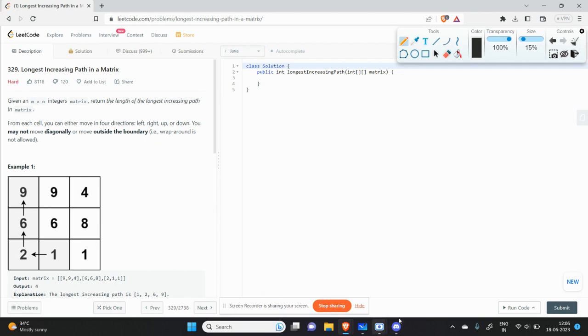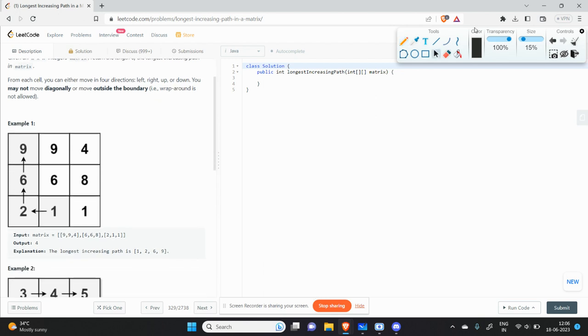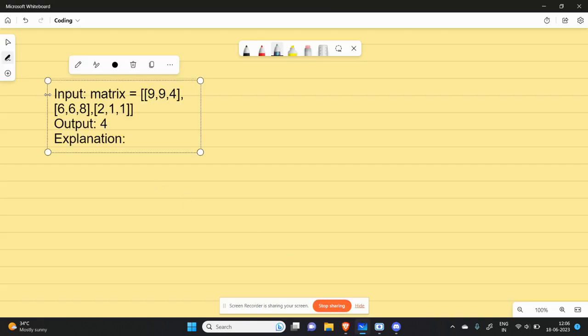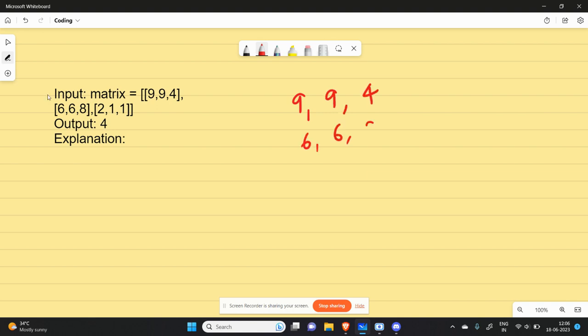Let's try to come up with some approach to solve this problem. So let me quickly copy paste this test case. Here I have just taken it for reference purposes. So we have 9, 9, 4, 6, 6, 8, and 2, 1, 1. Now here, if you see, we have to find the path.